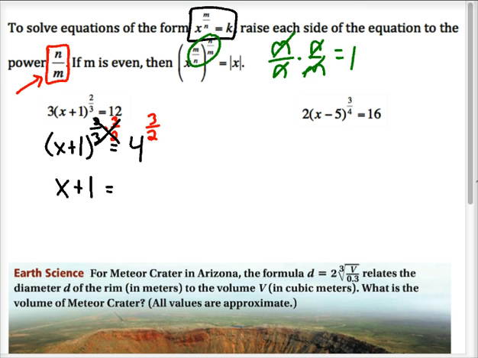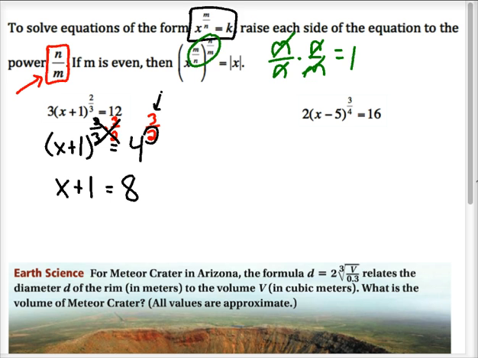Now, 4 to the 3 halves. Now, we've practiced this before. So remember, take the root piece first. So the fact that it is a half there, well, the square root of 4 is 2. Then focus on the cube. So 2 to the 3rd power leaves you 8.